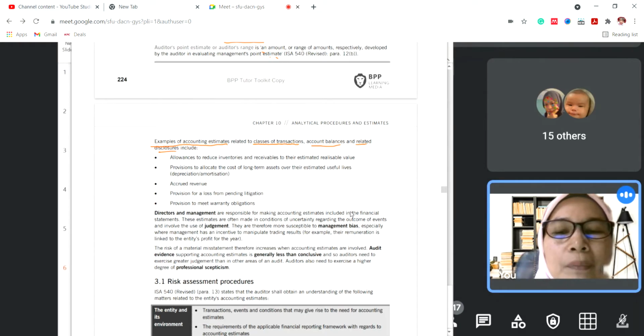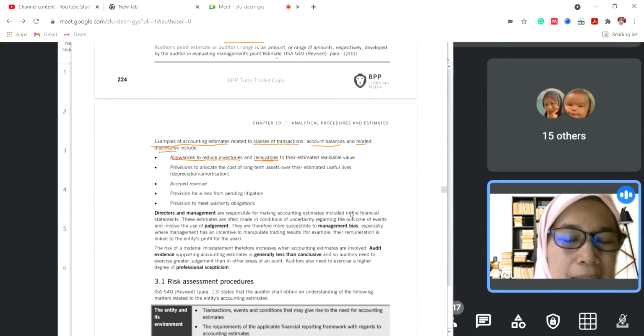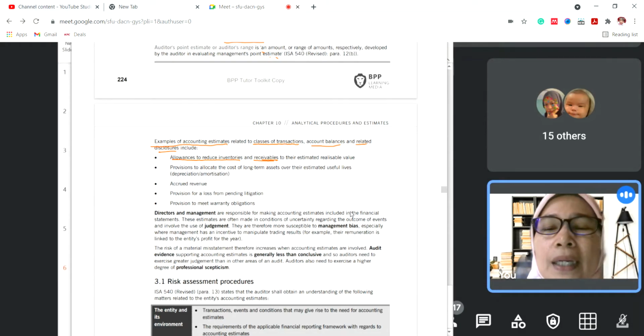So it might appear in the transaction, or in the balances, or in the disclosure. Okay, example, allowance to reduce inventories. So inventory write-off, obsolescence of inventory, and then receivables to the estimated realizable value. So provision for doubtful debt, provision for unpaid receivable. So that comes under estimation.